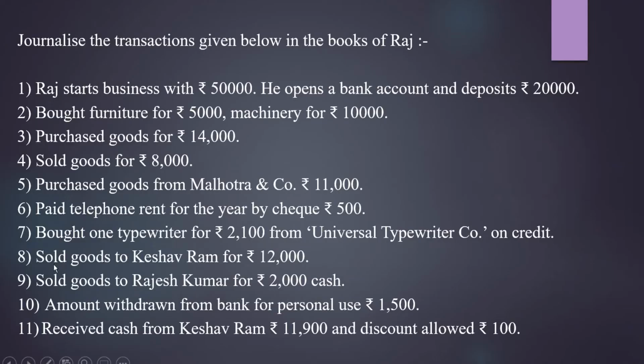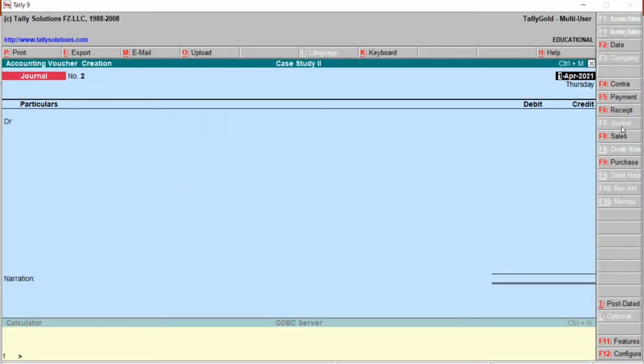The next transaction, sold goods to Keshav Ram for rupees 12,000. This is in the form of credit. For that sake, it has to be recorded only in sales voucher. Sales voucher, and the shortcut key is function key F8. Just click on this one.